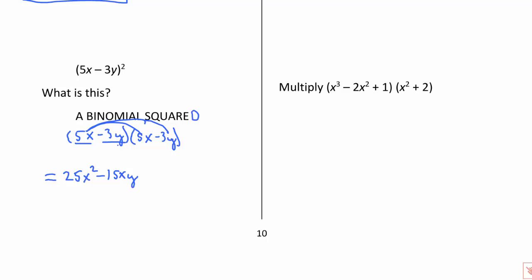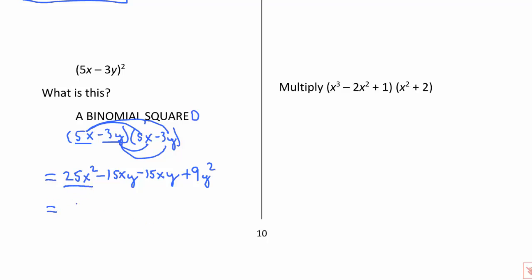Now distribute the negative 3y. Negative 3y times 5x, well, negative 3 times 5 is negative 15, but we also have the y and x. I could write this down as yx, but we generally like to write this down in alphabetical order, xy. Now the negative 3y times negative 3y means negative 3 times negative 3, which is positive 9, and y times y is y squared.